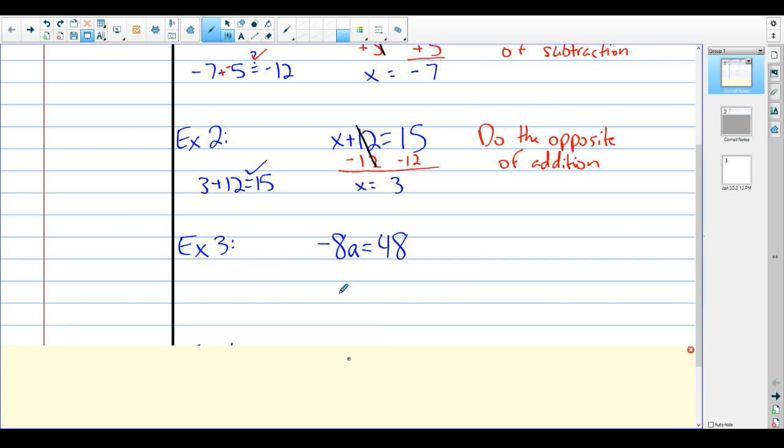All right, so number 3. Negative 8 times a equals 48. So this time we're multiplying, so we're actually going to do the opposite of multiplying.